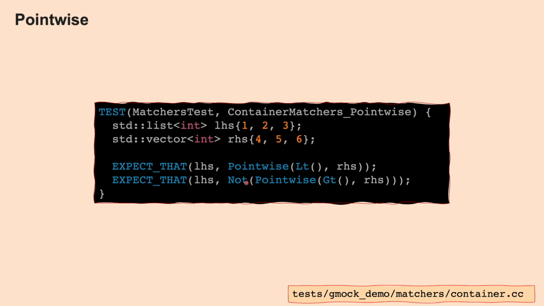Again, you can chain this with other matchers. So here I'm saying expect that left-hand side is not pointwise greater than right-hand side. Obviously, the items inside left-hand side are not pointwise greater than the right-hand side.